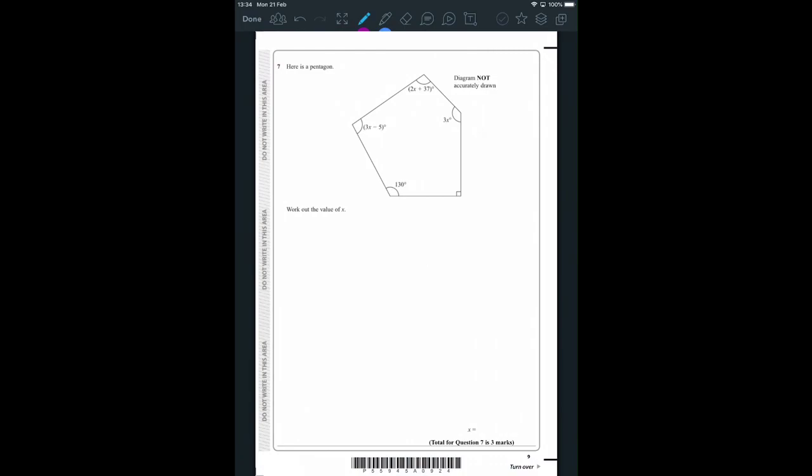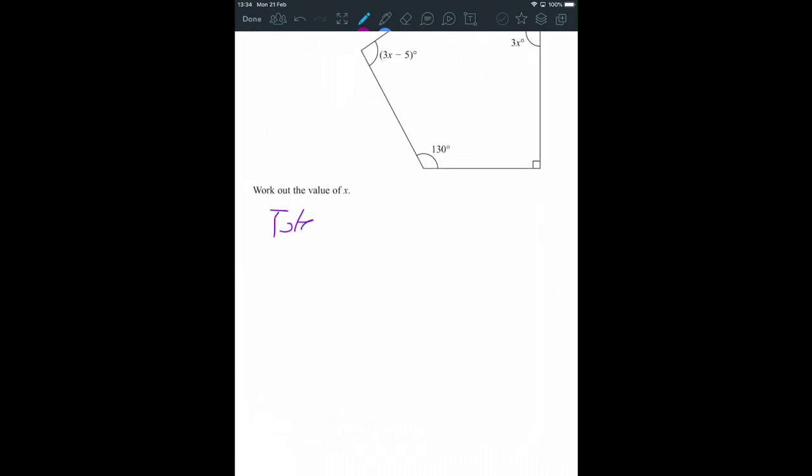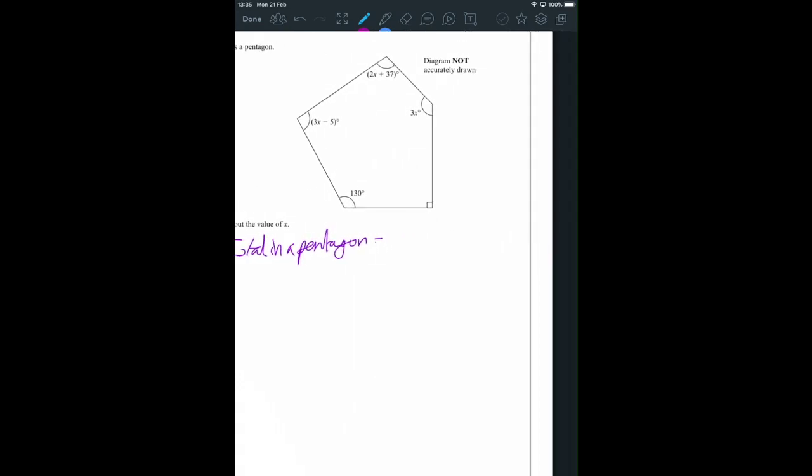Question 7, we have a pentagon and lots of algebra hidden inside the pentagon. So the fact we need to remember here is the total angle. So total in a pentagon, well, our formula is n minus 2 times 180. So that's 3 times 180, 540. So if I add up each of these angles, I will get 540.